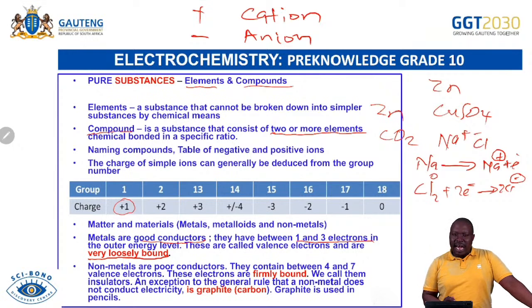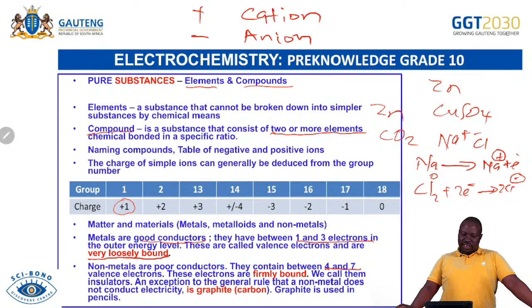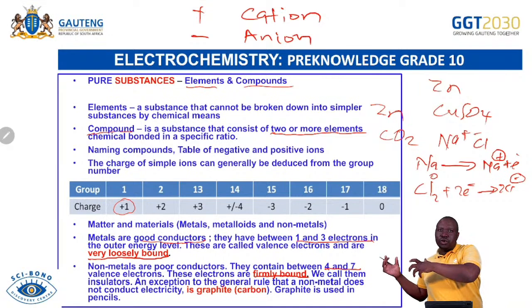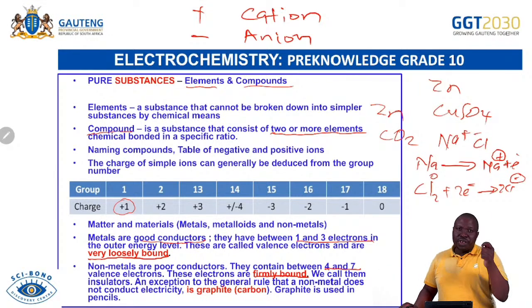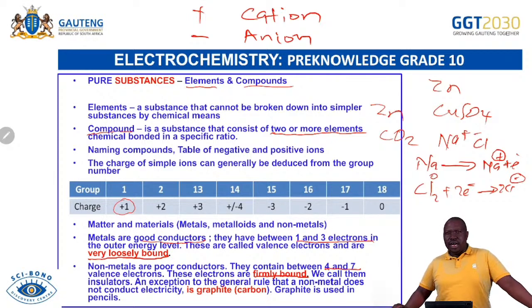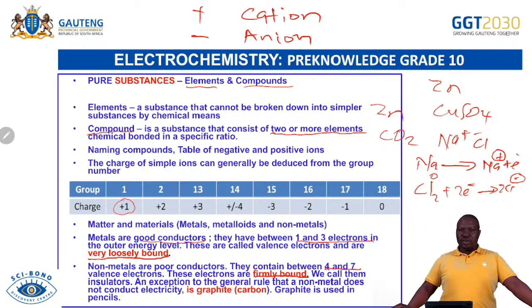However, if you look at non-metals, they are poor conductors of electricity, and they contain valence electrons of 4 to 7. So it's 4, 5, 6, and 7 valence. These electrons are firmly bound. So you must know that it's not easy to remove electrons from non-metals. Like your chlorine, for it to be able to lose electrons, there is a lot of energy that we must use to remove that electron. We'll talk about that when we deal with the electrolytic cell.